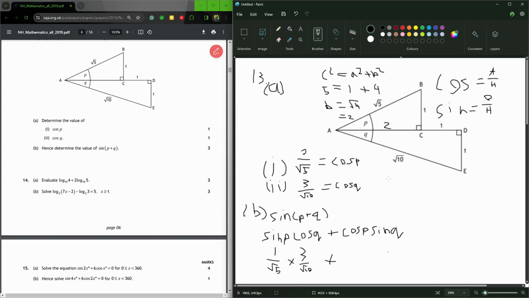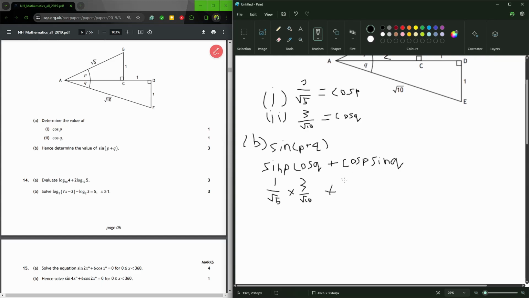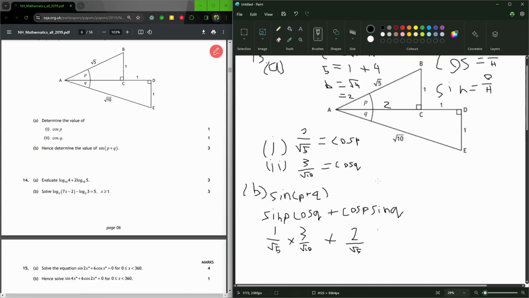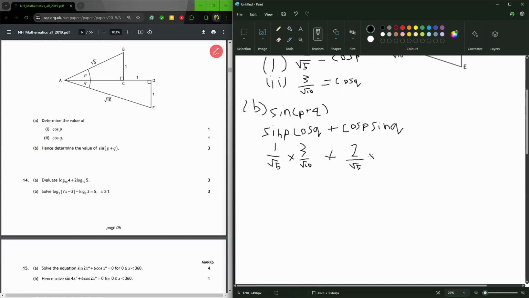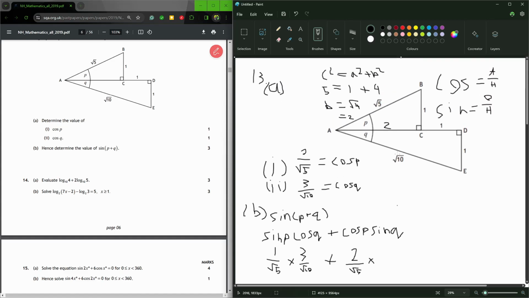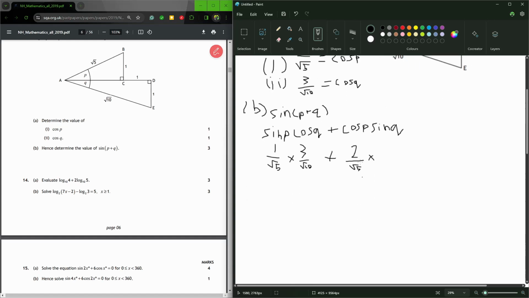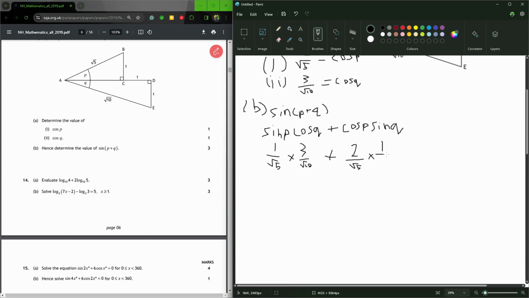Fantastic. Cos P, what on earth is that? Oh, well, we've already done it. So we can just copy and paste there. I do like these questions when they just hand-hold you through it. It does make it a bit easier. So what on earth is sine Q? Well, look over here. Opposite over hypotenuse. It's 1, and it must be over root 10. Okay, let's shove these things together, shall we?